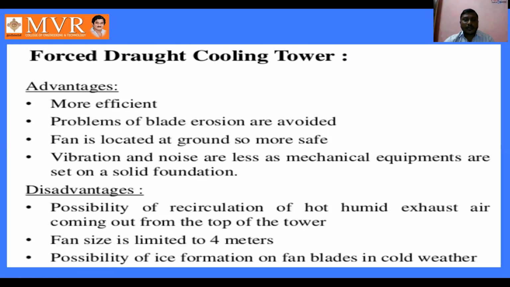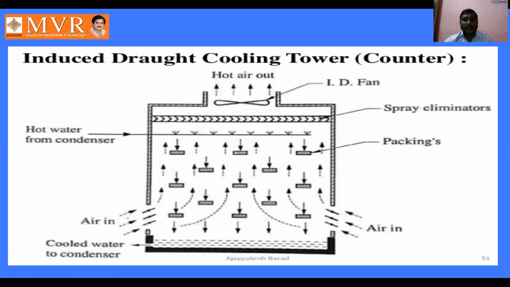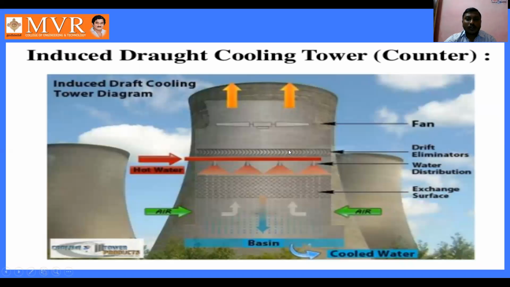And coming to the mechanical forced draft, we have studied some advantages and disadvantages. And coming to the induced draft cooling system, we have shown it in two ways, counterflow as well as crossflow: how the hot water enters from the condenser into the cooling tower, how the air enters, where the fan is kept for the induced draft cooling tower, and how the air carries the hot air away from the cooling tower to the atmosphere. This is the counterflow cooling tower.